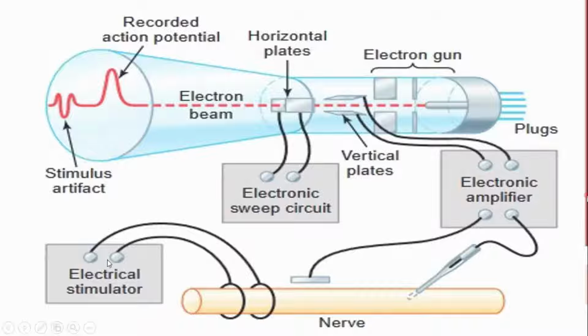Here there is an electronic stimulator. And you can see there is an electron gun out here. The electron beams are coming and there is recording happening. Initially, there was recording of a resting membrane potential. Then there was leakage of current, and this is responsible for this stimulus artifact.